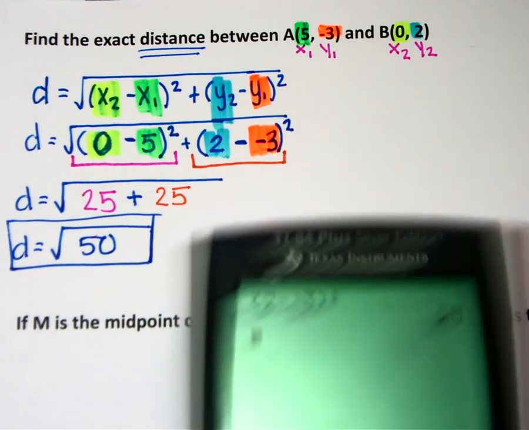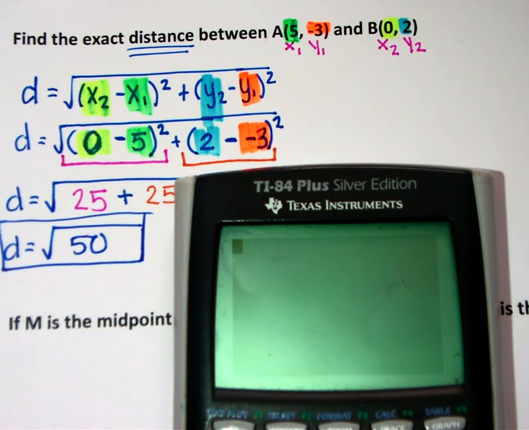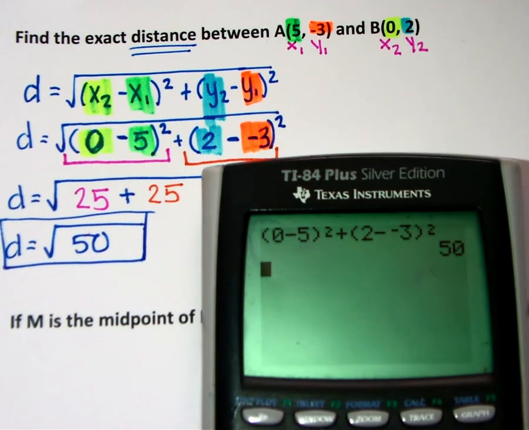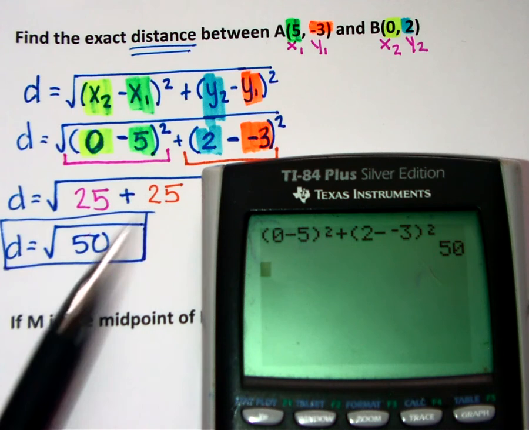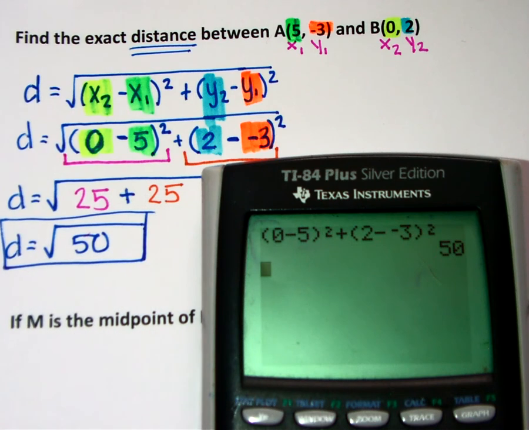Now, you can type this straight into your calculator, the whole thing. It's going to look like this: 0 minus 5, close parentheses, squared, plus 2 minus -3 squared. And it will simplify it to 50. But if you're not comfortable doing it all at once, what I would suggest is doing it piece by piece and then simplifying it from there.